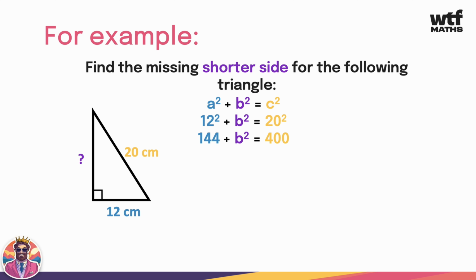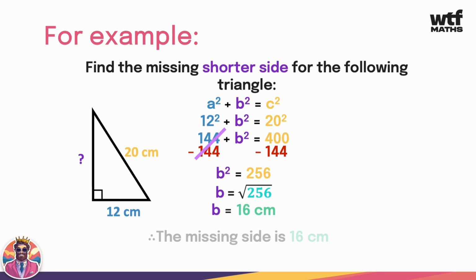So what can I do here to simplify this problem? If I want to get the b squared by itself, I need to get rid of that 144. So if I take 144 from both sides, I'll be left with b squared equals 256. Now, if you remember from last lesson, to get rid of a square, all we have to do is square root. So b is going to be the square root of 256. So in this case, the missing side is 16 centimeters.